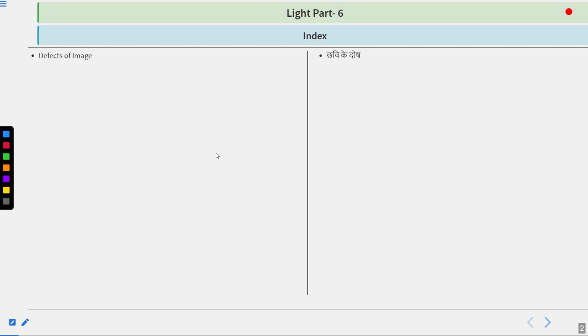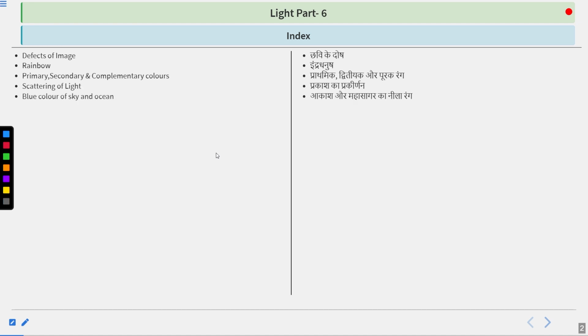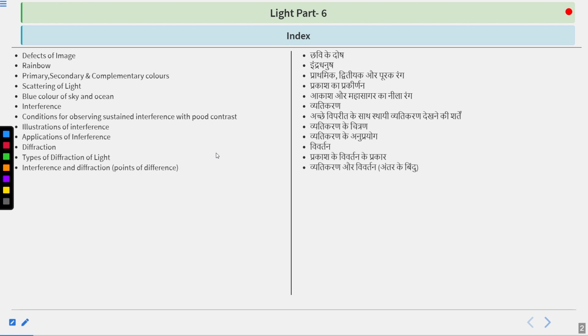Okay. So in this lecture, we are going to talk about the defects of image, rainbow, primary, secondary and complementary colors, scattering of light, blue color of sky and ocean, interference, conditions for observing sustained interference with proper contrast, illustration of interference, applications of interference, diffraction, types of diffraction of light, interference and diffraction points of difference, polarization, and some important facts about polarization.